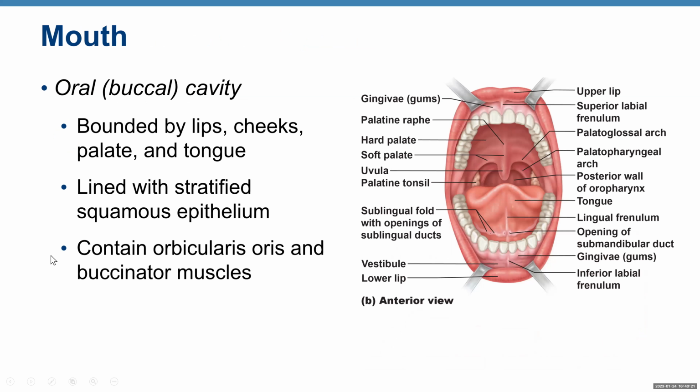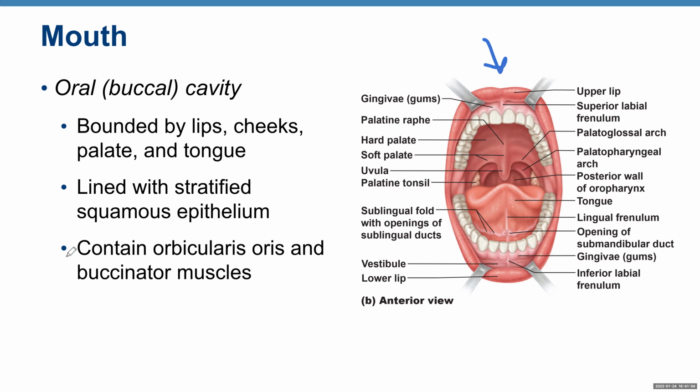All right, now we will look into more details and describe the major organs of the GI digestive system. In this video, we only cover organs of the GI tract. In my second video, we will cover accessory organs. So we're going to start with the mouth. We have the oral or buccal cavity, which is bounded by lips, cheeks, palate, and tongue. It is lined with stratified squamous epithelium and contains orbicularis oris and buccinator muscles.